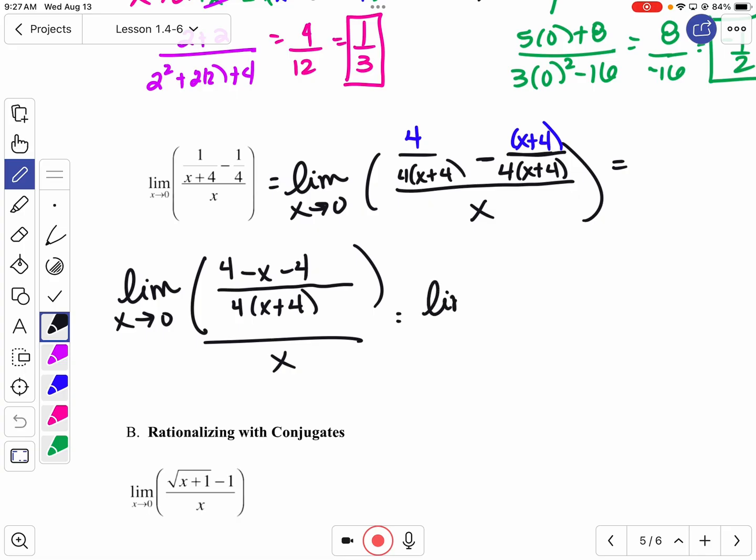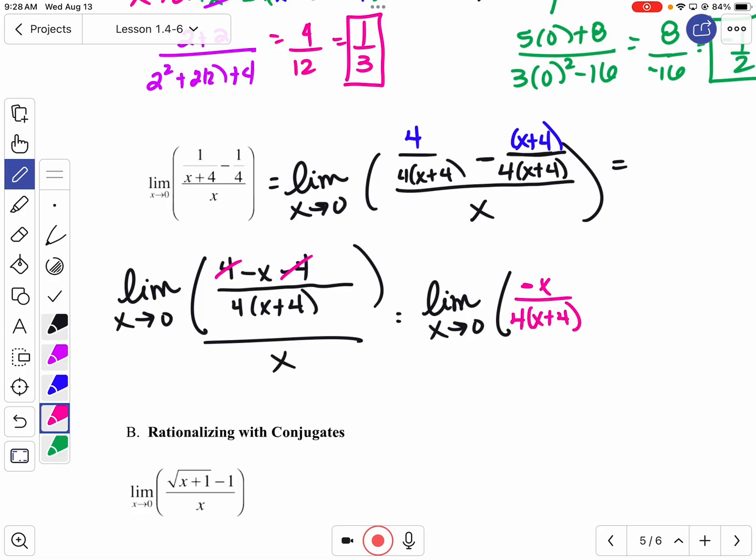Going to keep the limit because I have not reduced everything yet. It's going to leave me with a fraction divided by x. What's the fraction going to be out of that whole big numerator? What's going to happen to the 4's on top? They're going to cancel out. And so I'm going to get a negative x over 4 times x plus 4.